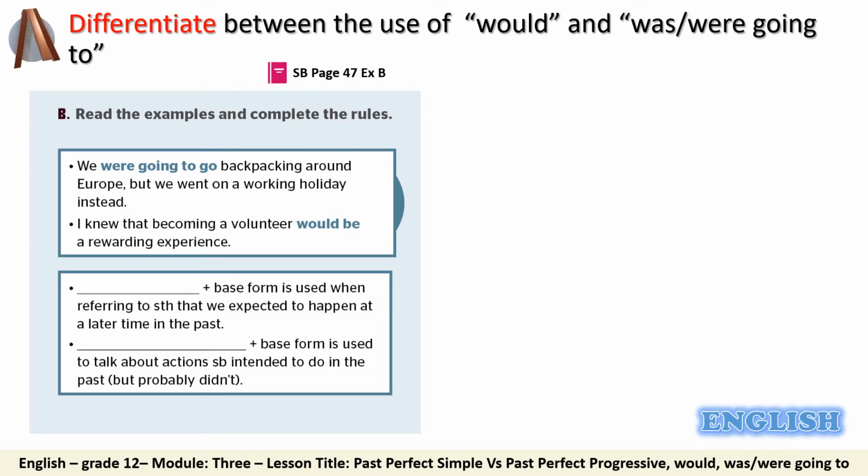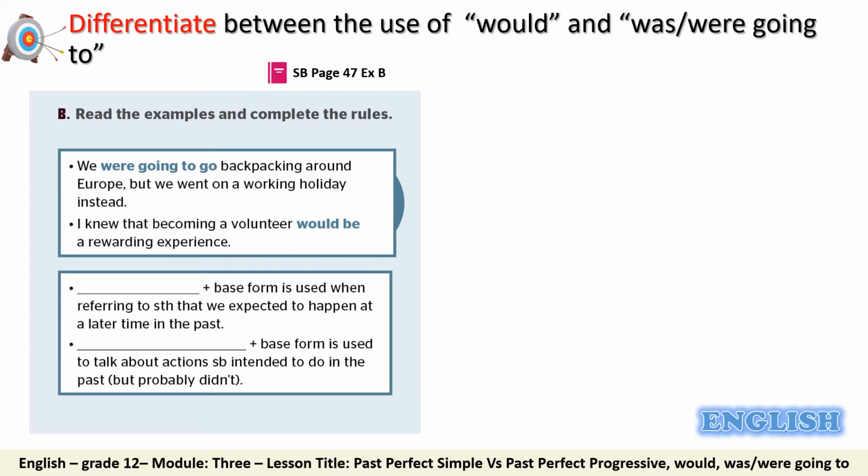For the second objective, we will do activity B in your student's book, page 47. As you can see, you have two sentences containing verbs in blue and two rules with empty spaces. Your task is to complete the rules with reference to the above sentences. So please pause this video here and do the task. Excellent. Let's check it out.